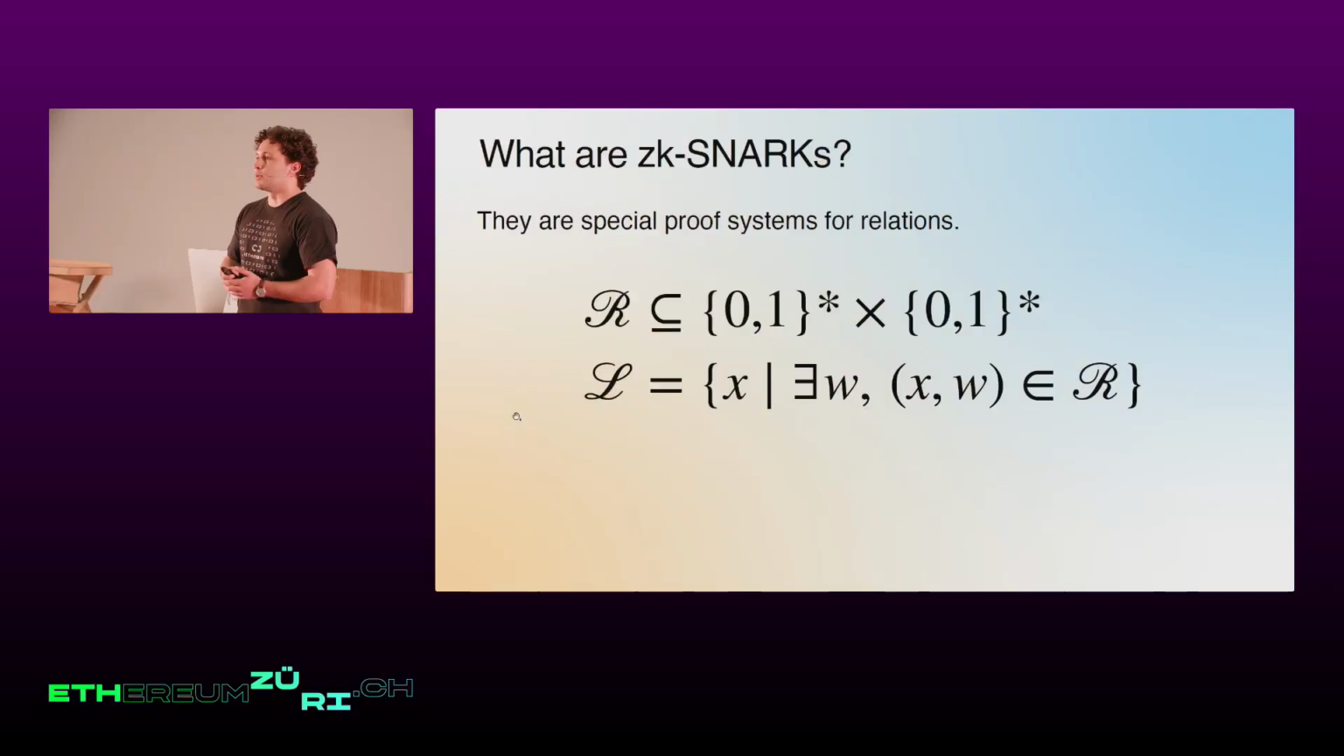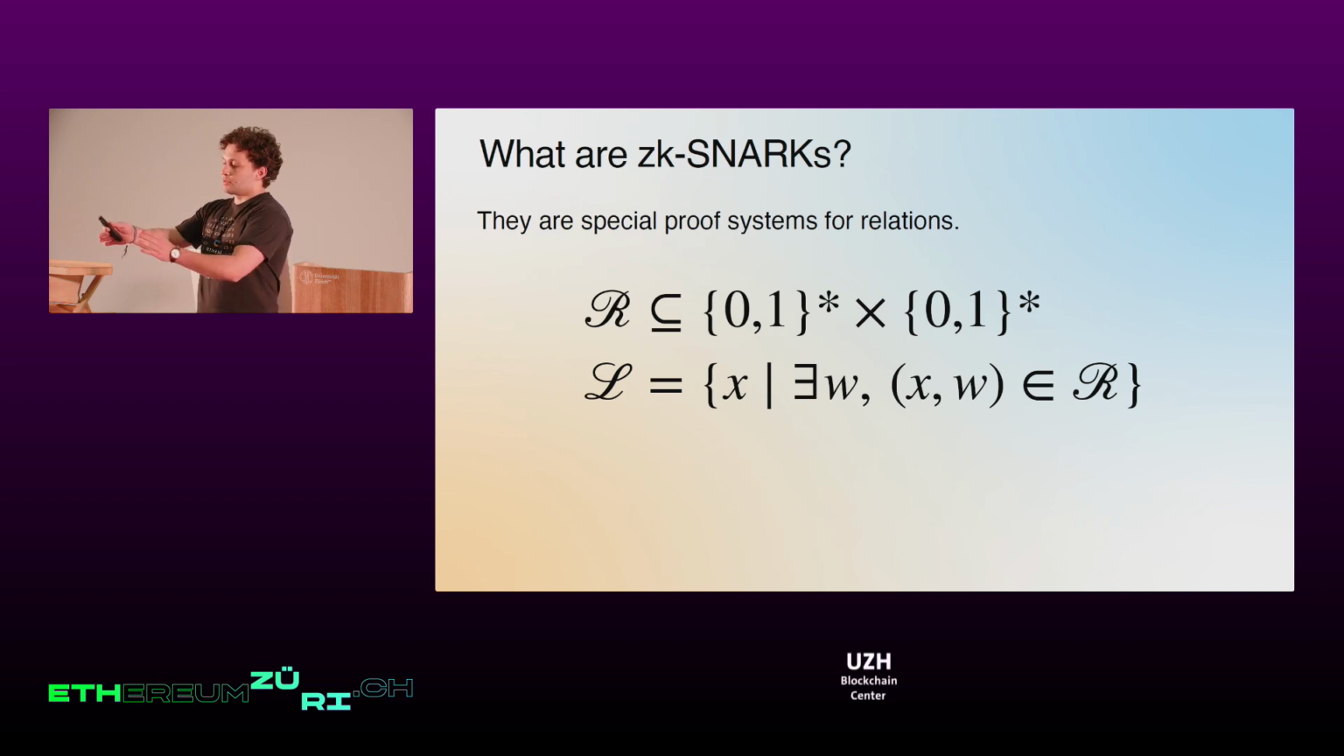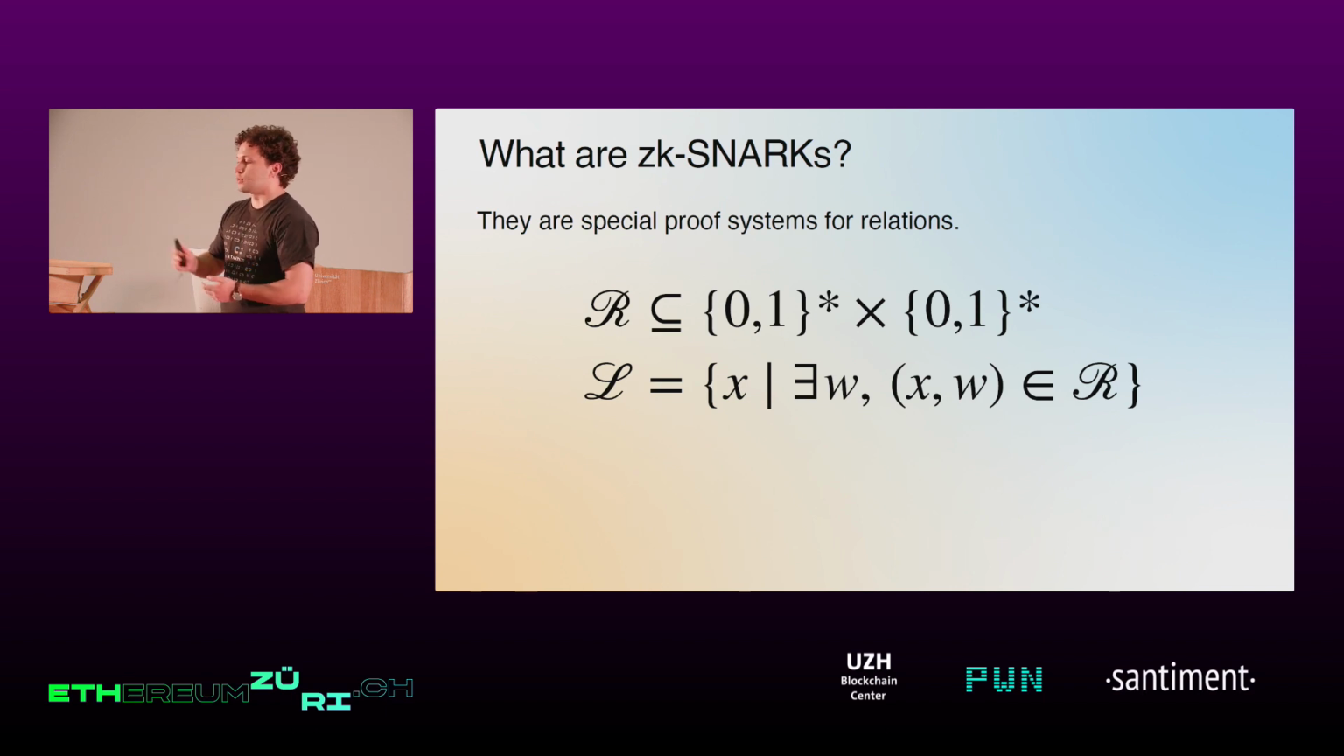Just so we make sure that we all understand what we're talking about, what are zk-SNARKs? zk-SNARKs are special proof systems for relations. Let's recall very quickly that, very formally, a relation is a subset of binary strings. When you have a relation, you have an associated language, which is essentially the set of strings such that there exists another string such that the pair is in the relation. You should really think about these as being instances and witnesses for that instance.